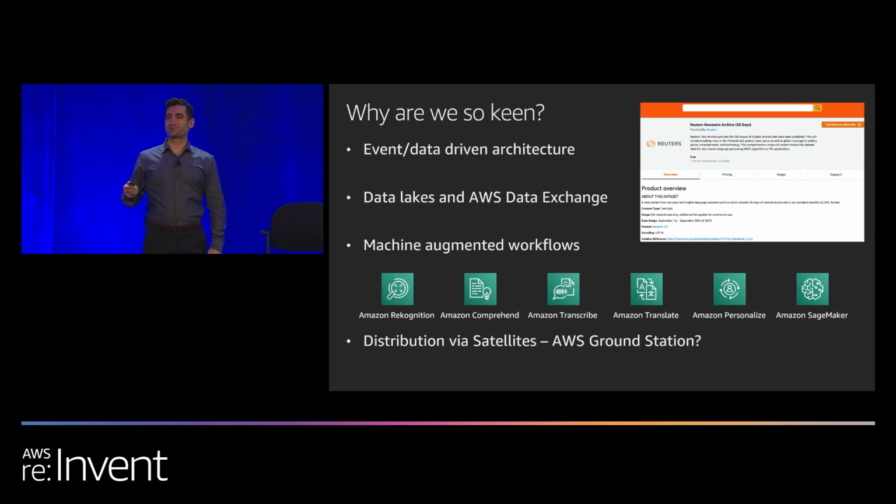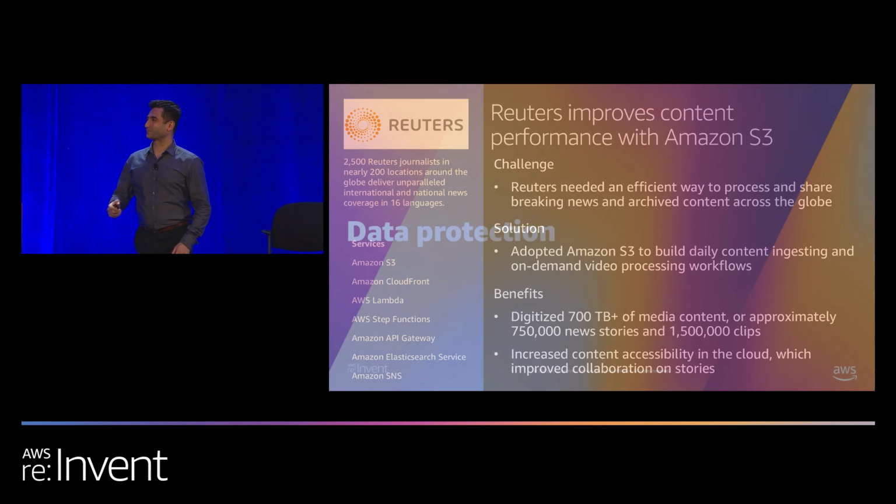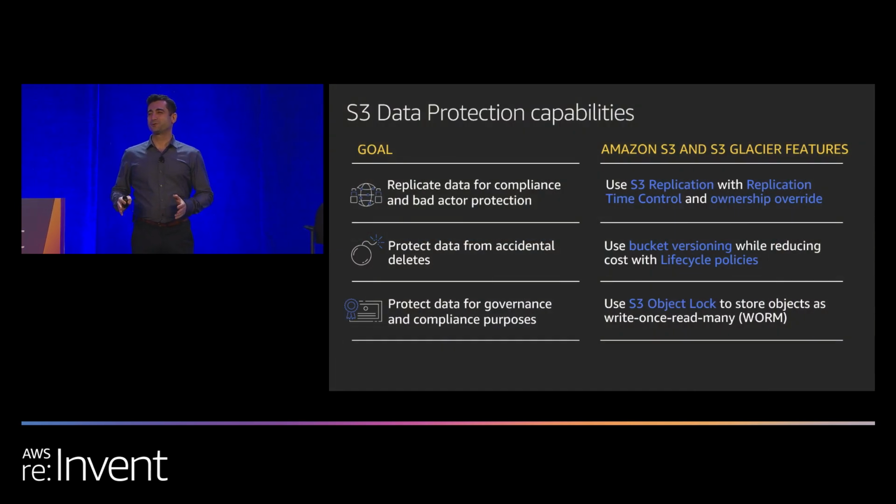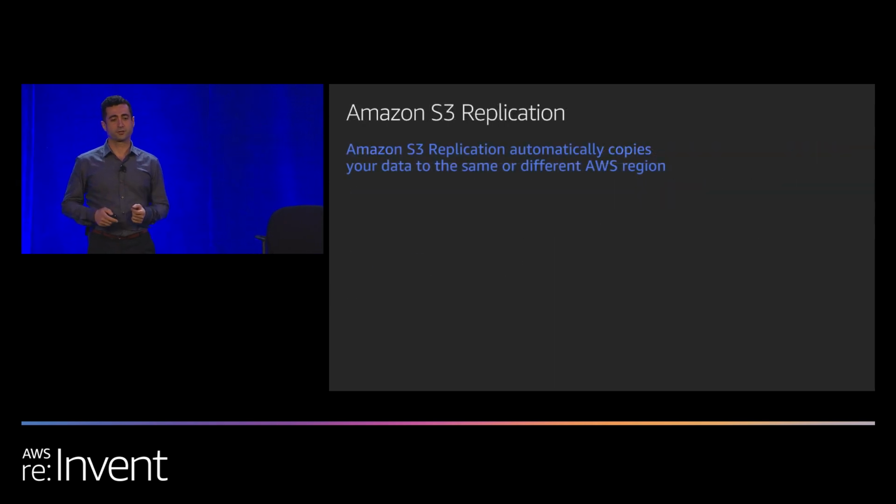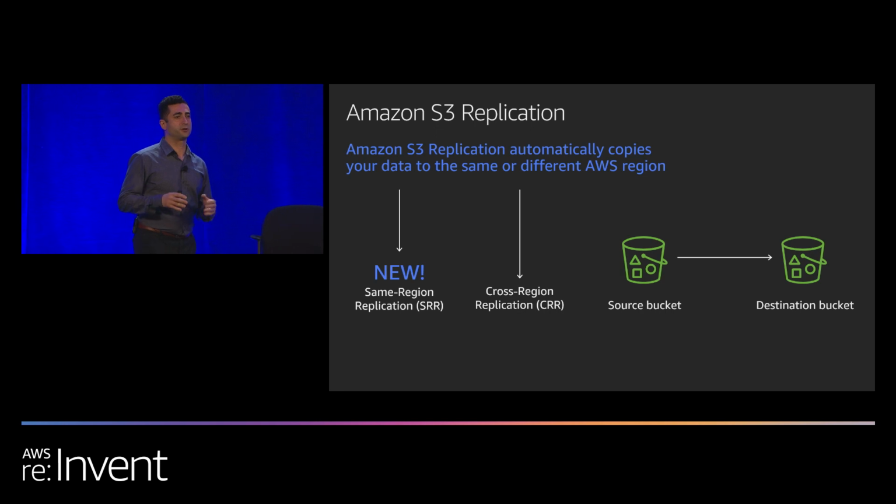All right, let's dive into S3 data protection. S3 gives you a number of capabilities that help you replicate your data for compliance, protect it from malicious or accidental deletes, or store it in an immutable mode for a retention period of your choice. So let's start with S3 replication. S3 replication is an automatic and asynchronous process that makes exact copies of your objects, including all object metadata, such as the object creation date and time, and version ID.